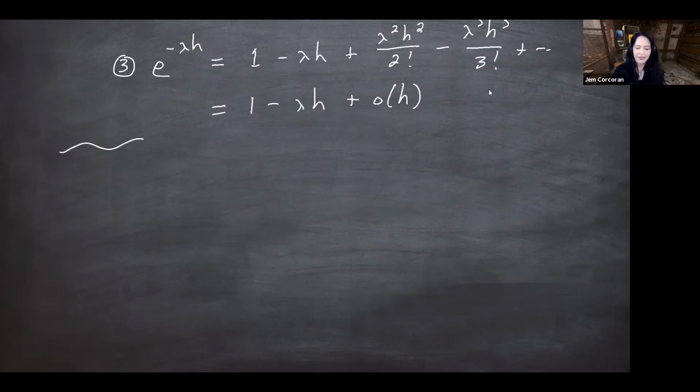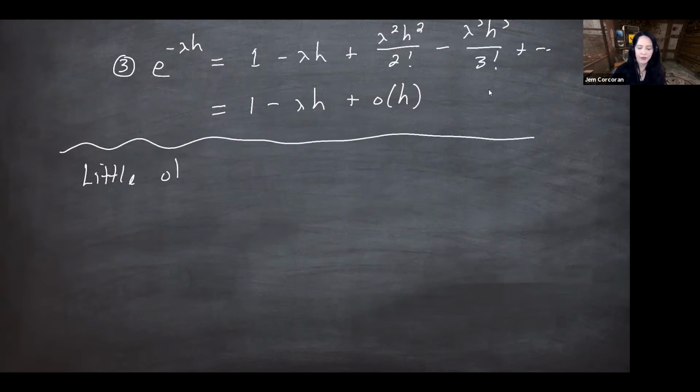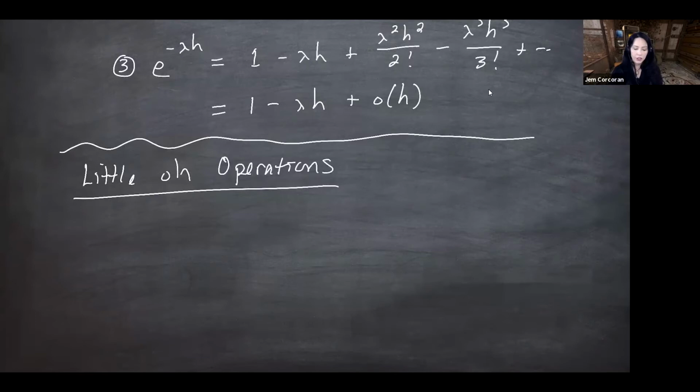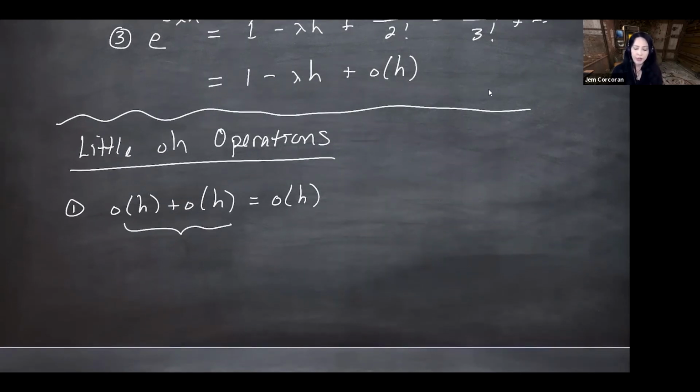Okay, so here I'm going to call this a little o of any letter, right? Obviously, I can use something else in place of h, so I'm just going to call this little o operations. So for my first trick, I'm going to say that little o of h plus little o of h is little o of h. What the heck does that mean? It's a notation. I would never say 2 times little o of h. It wouldn't be wrong, but it would be very weird because this represents possibly two different functions.